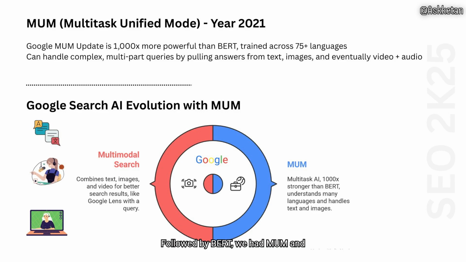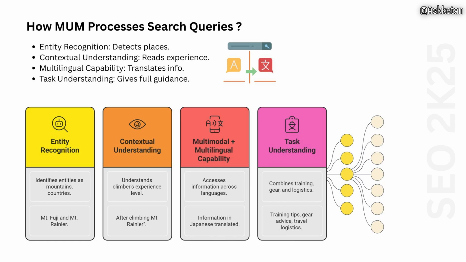Followed by BERT, we had the MUM and multimodal update that was introduced in 2021. MUM is basically a super smart AI that understands text, images, videos, and multiple languages. It understands almost every language. If we look at an example, let's say you've climbed Mount Rena and now you want to climb Mount Fuji. You search for how should I prepare for Mount Fuji after climbing Mount Rena. With MUM, Google understands Mount Rena and Mount Fuji are both mountains but in different countries. You probably want tips about training, gear, and travel. It might even show you results from Japanese websites and translate them for you.